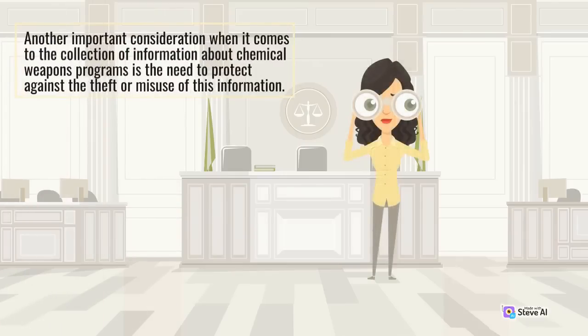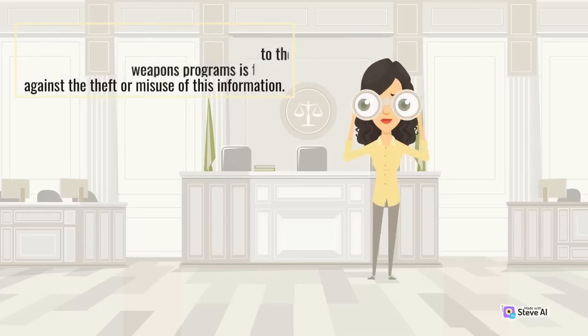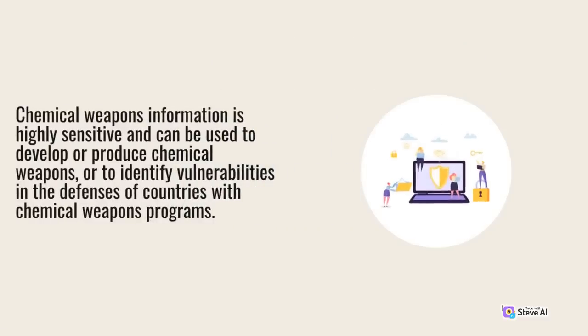Another important consideration when it comes to the collection of information about chemical weapons programs is the need to protect against the theft or misuse of this information. Chemical weapons information is highly sensitive and can be used to develop or produce chemical weapons, or to identify vulnerabilities in the defenses of countries with chemical weapons programs.